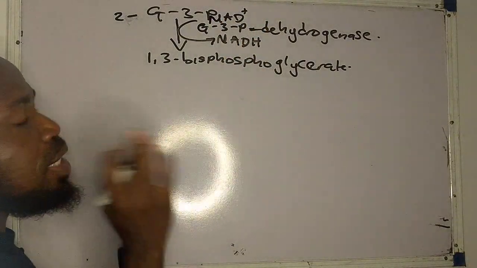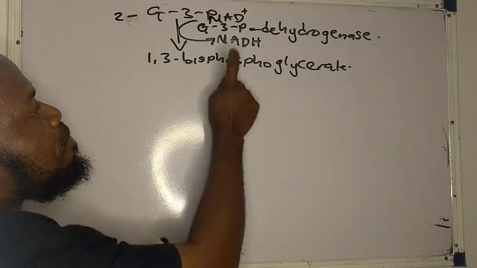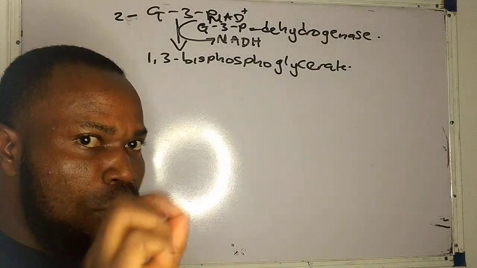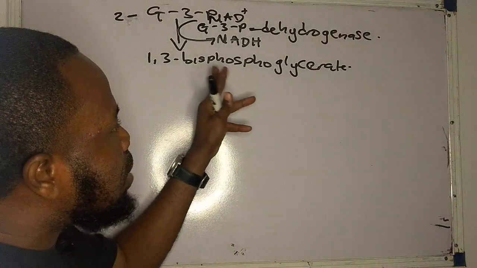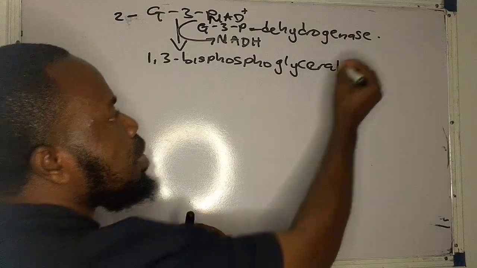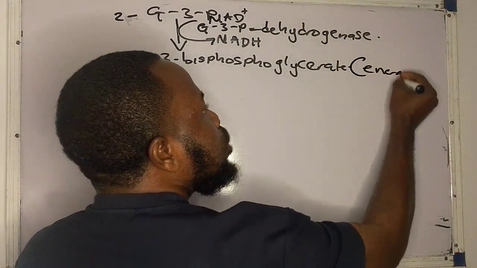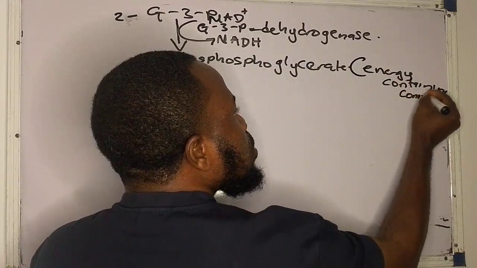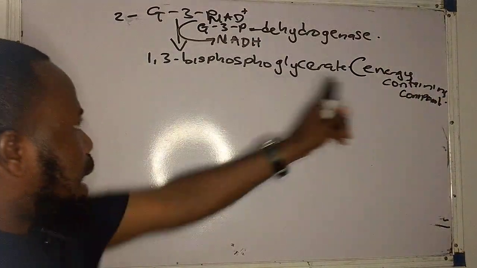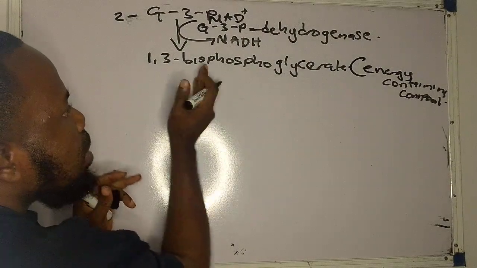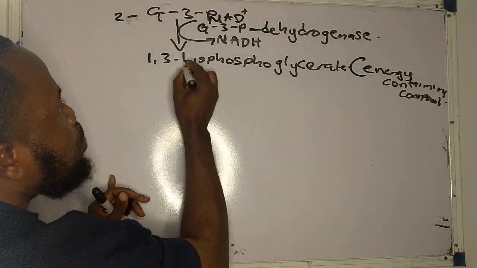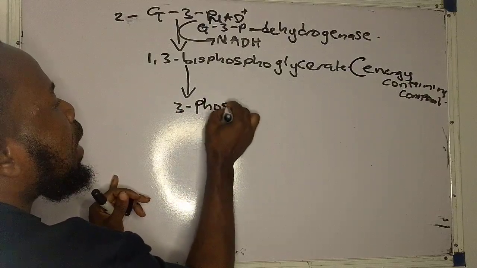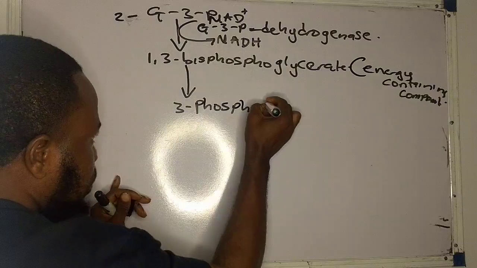Now from this place, another thing I need to say here is that this is the first energy containing compound that is formed during glycolysis. Please jot that down. This is the first energy containing compound that is formed during glycolysis. So this guy is an energy containing compound. Now from 1,3-bisphosphoglycerate, this is now broken down to form 3-phosphoglycerate. Very good.